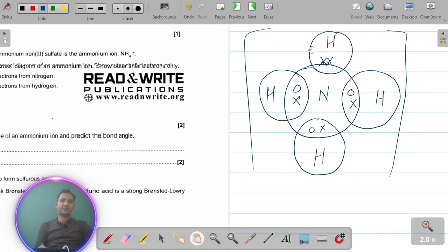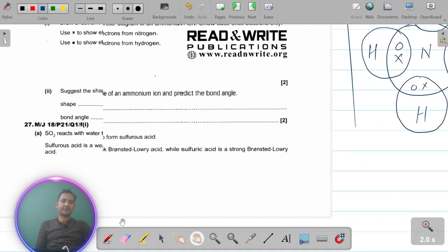So we can say it is tetrahedral in shape. Tetrahedral, and in ammonia the bond angle is 107, and in ammonium it will become 109.5 degrees. Okay, in simple ammonia it is 107.